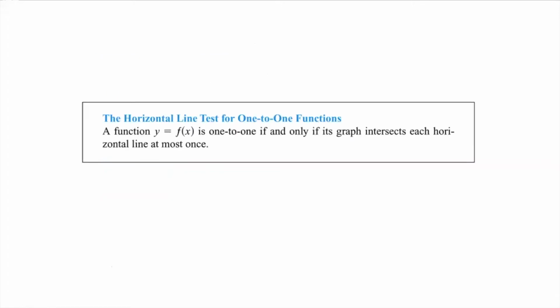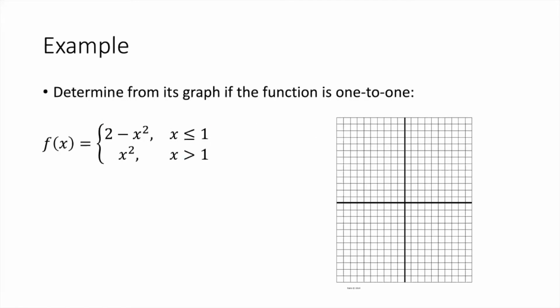All right, and that is the horizontal line test for one-to-one functions. A function y equals f of x is one-to-one if and only if its graph intersects each horizontal line at most once. All right, so now we come to our first example. Determine from its graph if the function is one-to-one. This is what's called a piecewise defined function. You've seen these before. F of x is equal to 2 minus x squared for x less than or equal to 1, but equals x squared for x greater than 1.